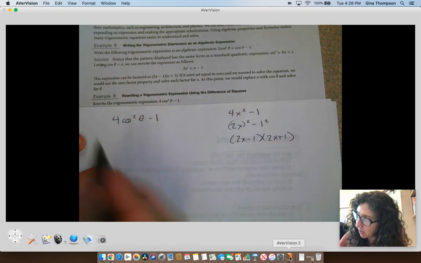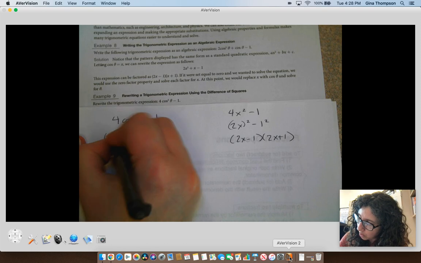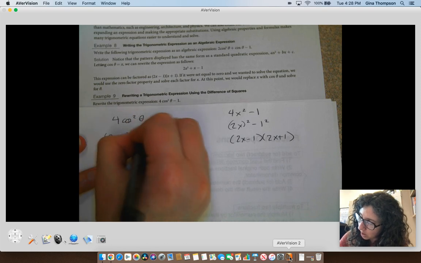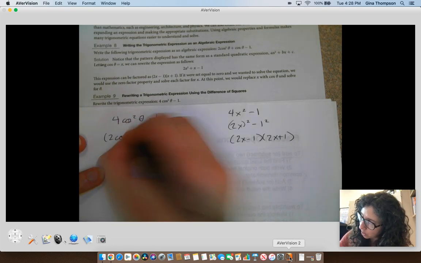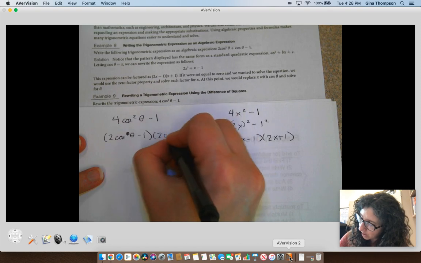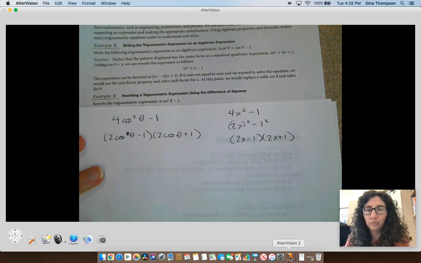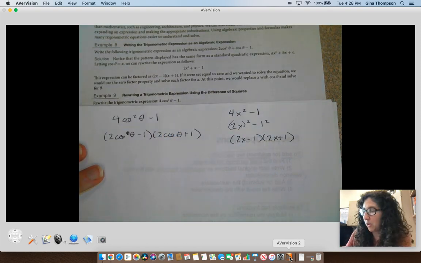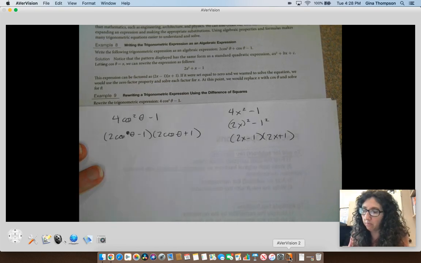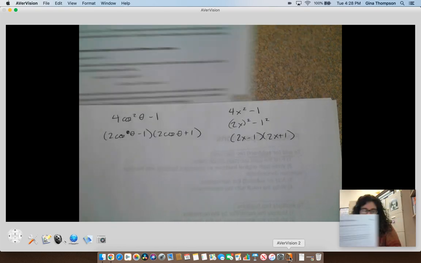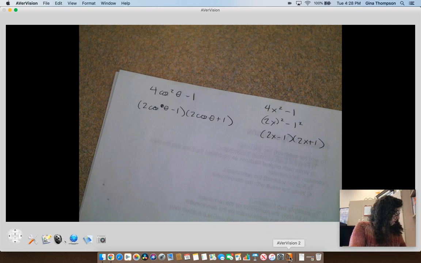All right, we can do the same thing here. We can say 2 cosine theta minus 1, times 2 cosine theta plus 1. Okay, and we can multiply it out and make sure that we get that same thing. Okay, I think we have one more.